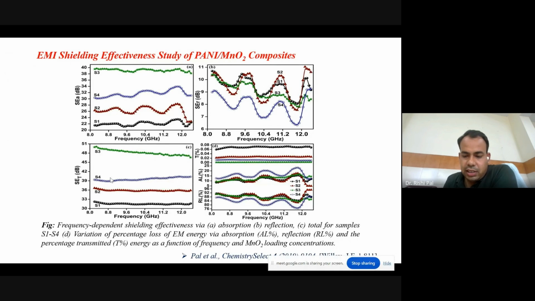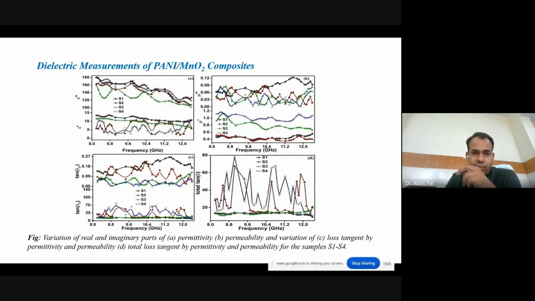magnetic loss is increasing. Here we can see for all the samples, total shielding effectiveness is greater than 30 decibel. So this material can also be useful for industrial applications. And these are the dielectric measurements, because here we can see if the magnetic character of the material is increasing, their magnetic loss should be increasing. In case of the increasing doping concentration of conducting material, dielectric loss, epsilon double prime, should be increasing.